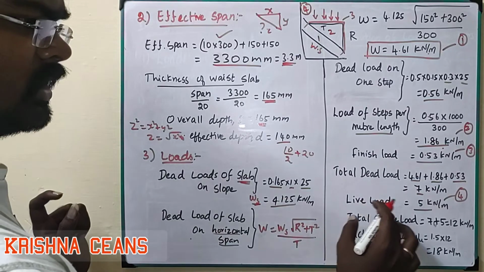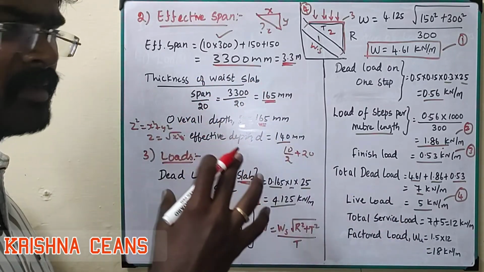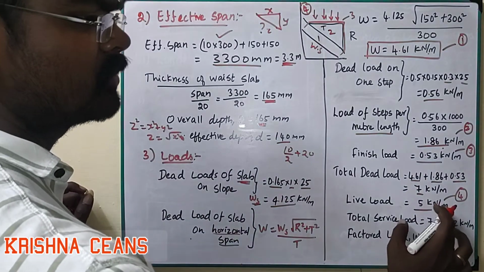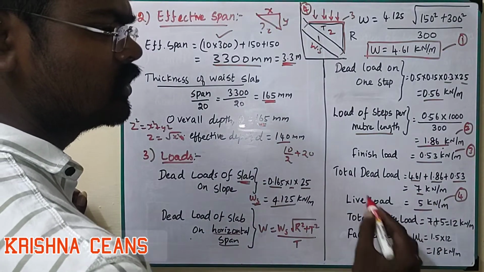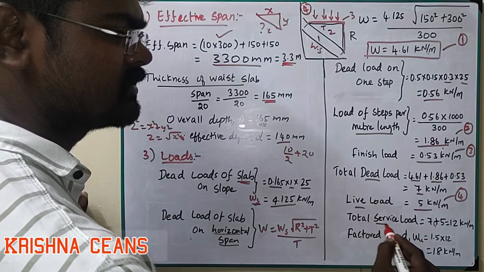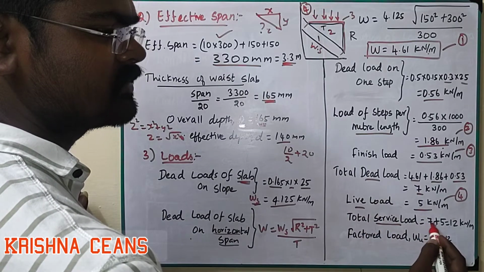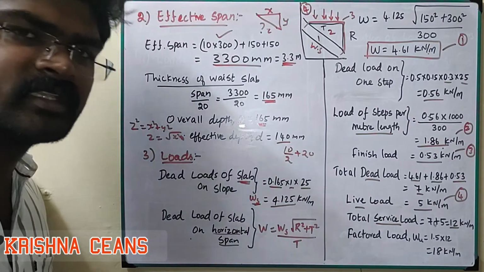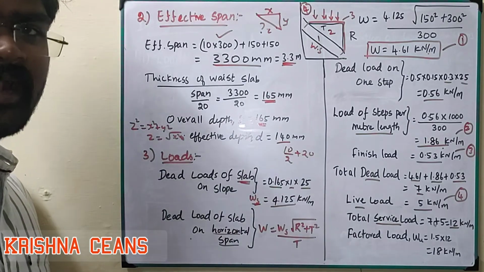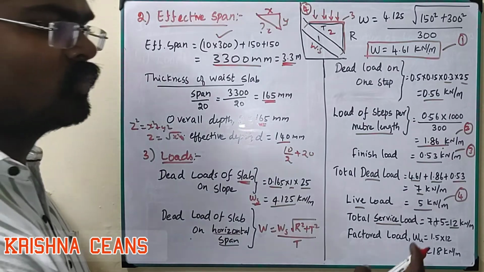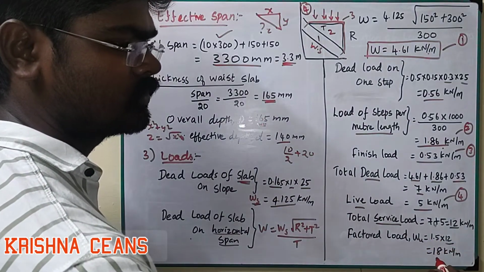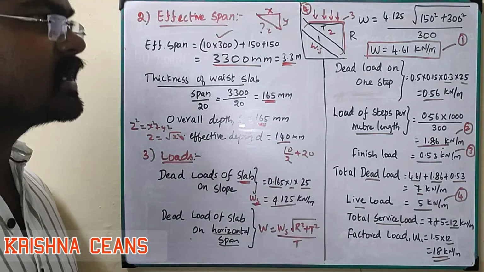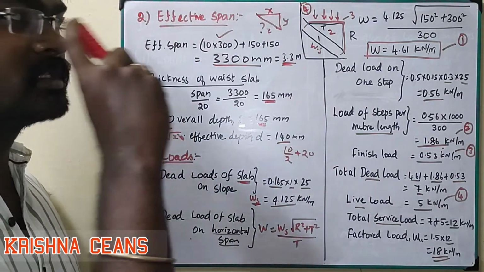Next, live load. Since it is a public building, we take 5 kilonewton per meter. So total service load: dead load plus live load we call the service load. Service load is 7 plus 5, which is equal to 12 kN per meter. Whenever we design for a limit state, we have to consider a factored load, so convert it: 1.5 times 12, that is 18 kN per meter load acting on the stair.